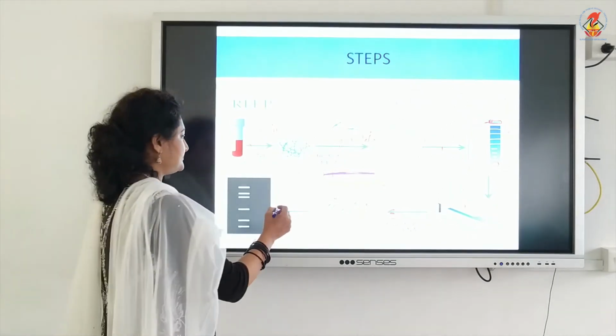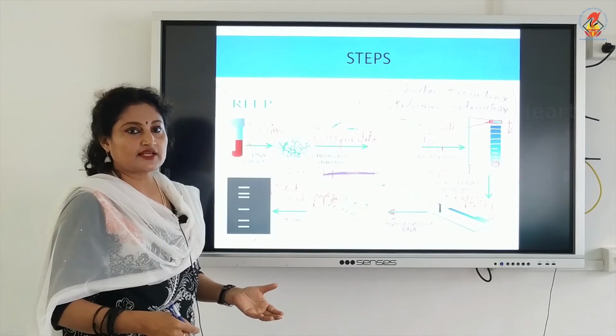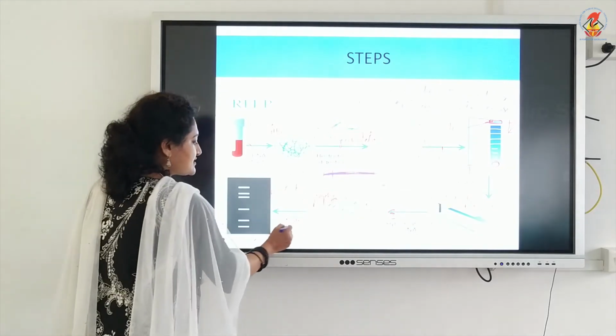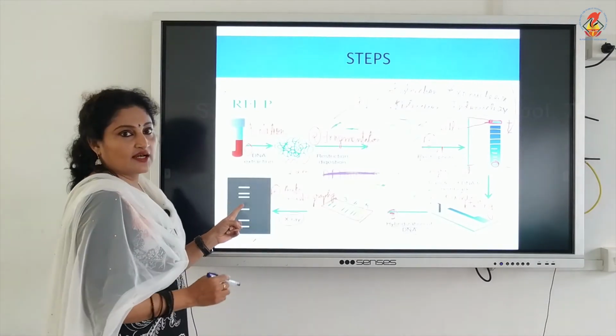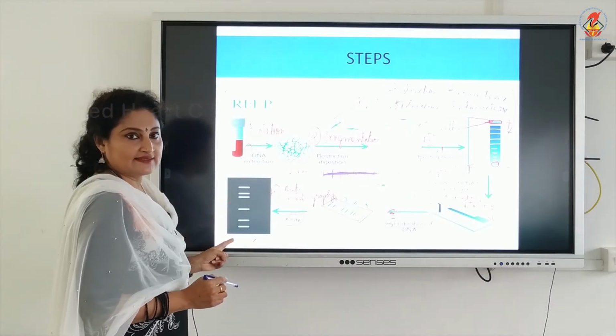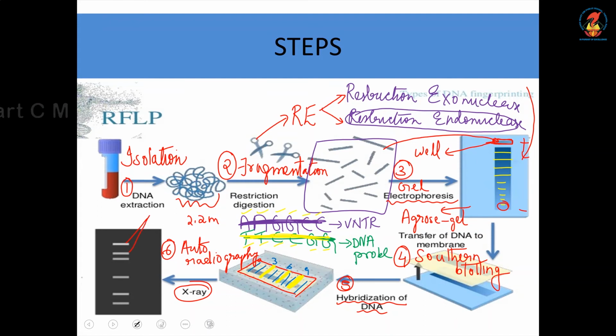The next step, again I am continuing with red color, the 6th step is autoradiography. In autoradiography, what is done? This nylon paper is exposed to X-rays. An X-ray unit is used and an X-ray film is developed. And when the X-ray film is developed, you can see wherever the VNTR has bound, it appears as bands. So this is a place where there are bands. These all represent the VNTRs.